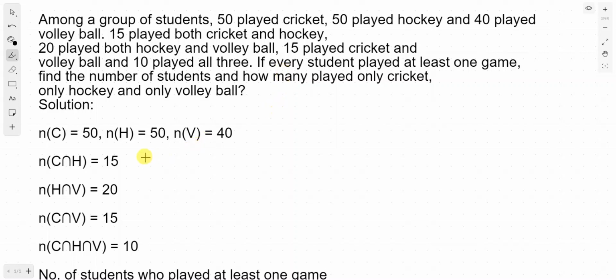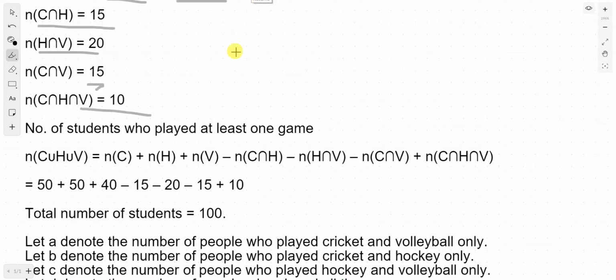So we know that 50 students are playing cricket, 50 are playing hockey, and 40 are playing volleyball. Cricket and hockey are played by 15 students, 20 play hockey and volleyball, and 15 play volleyball and cricket. But 10 are the students who play all three sports. So we have to calculate the number of students who played at least one game. We can calculate it by using the formula for the union of three sets, and the answer will be 100, which means the total number of students who play at least one game is 100.